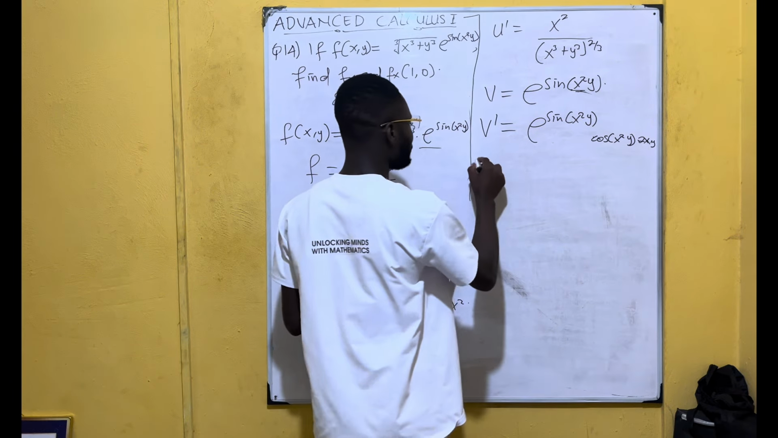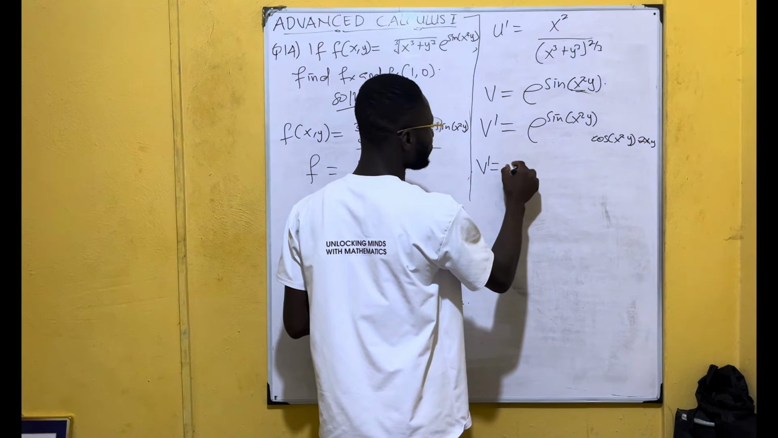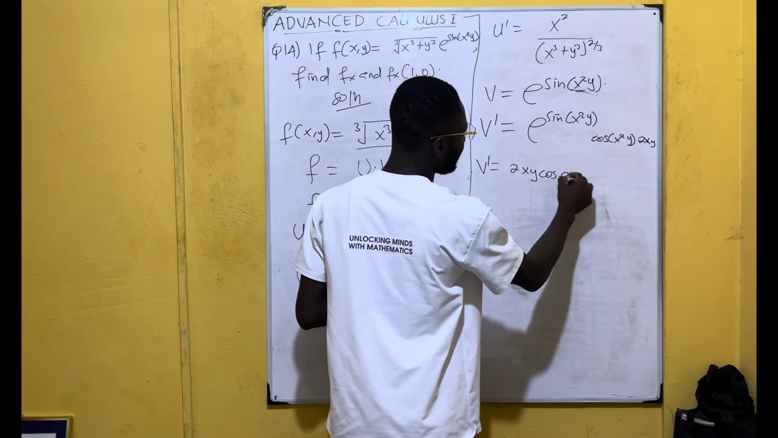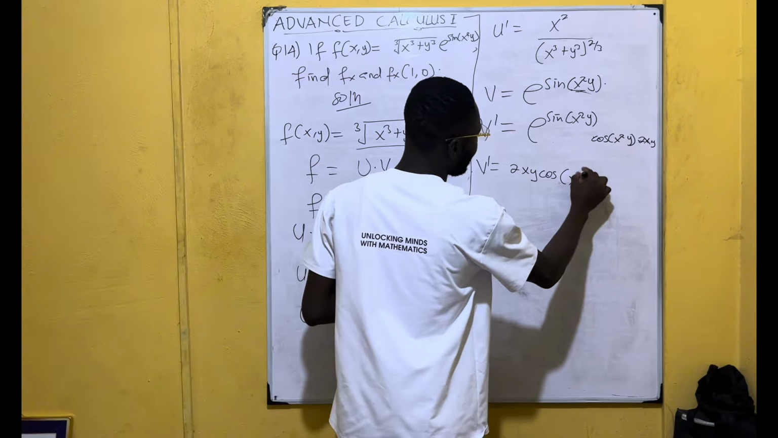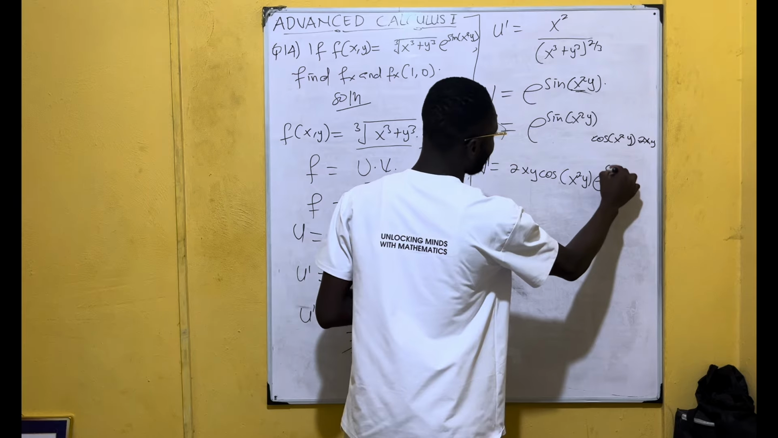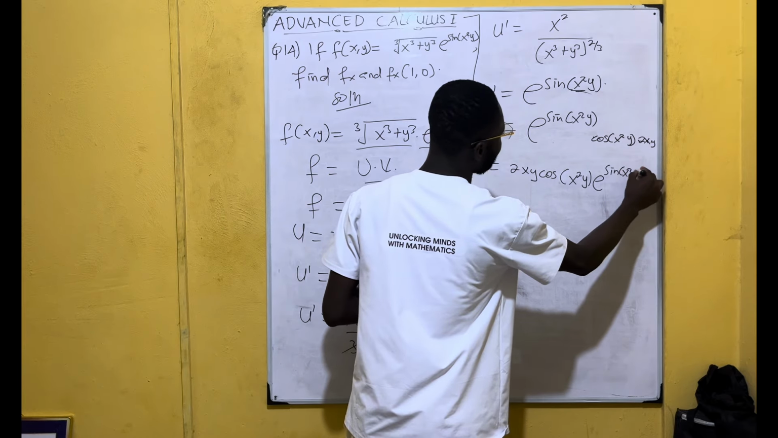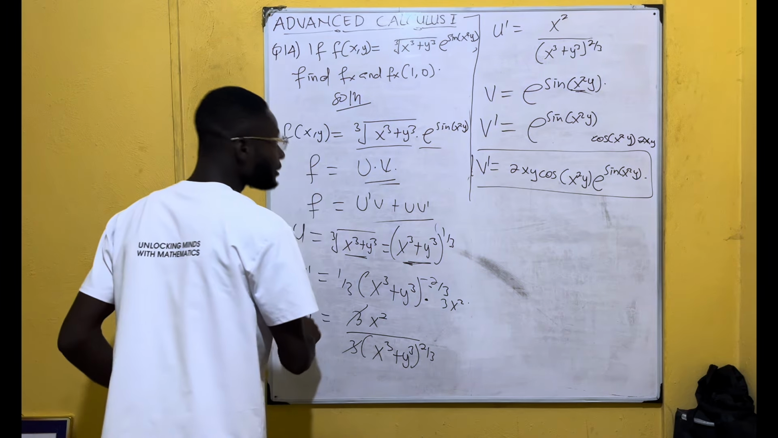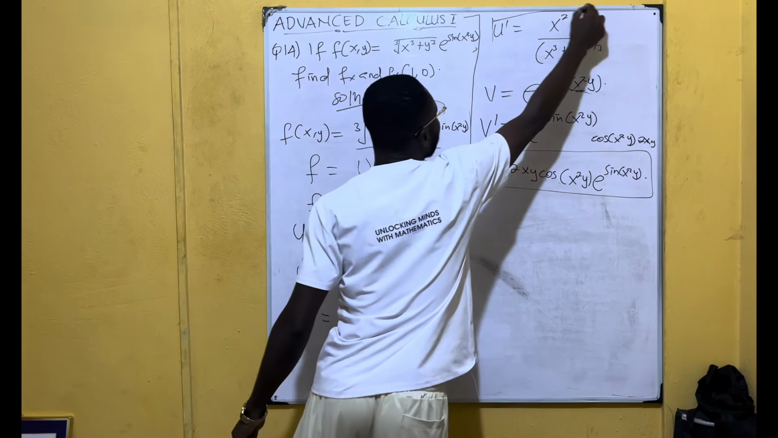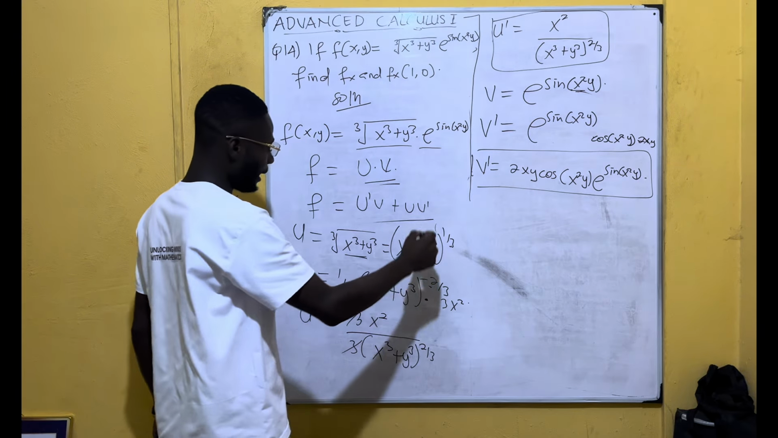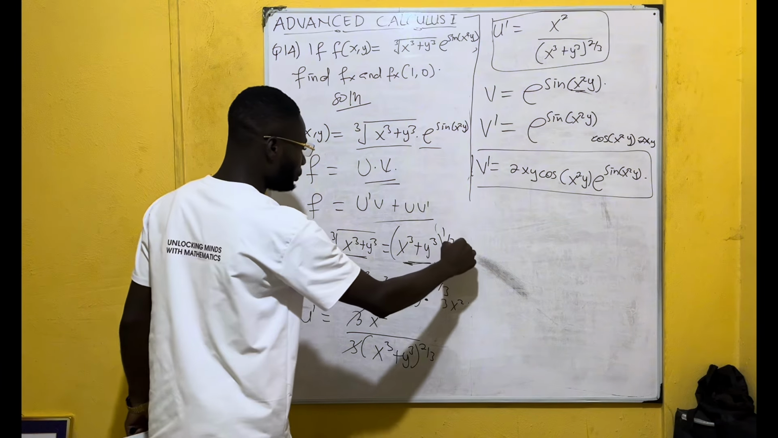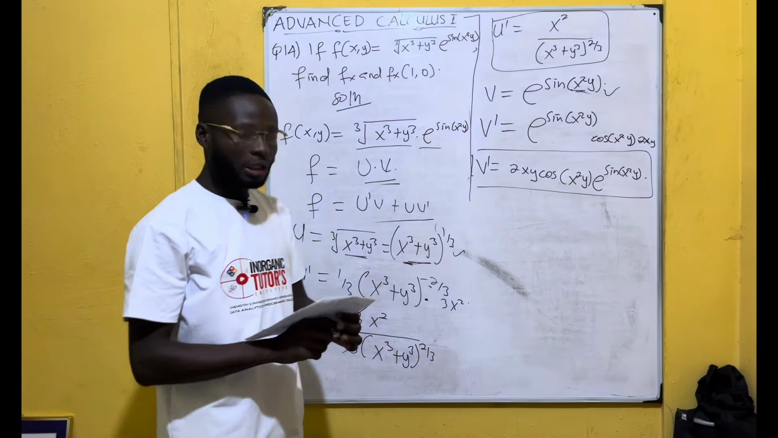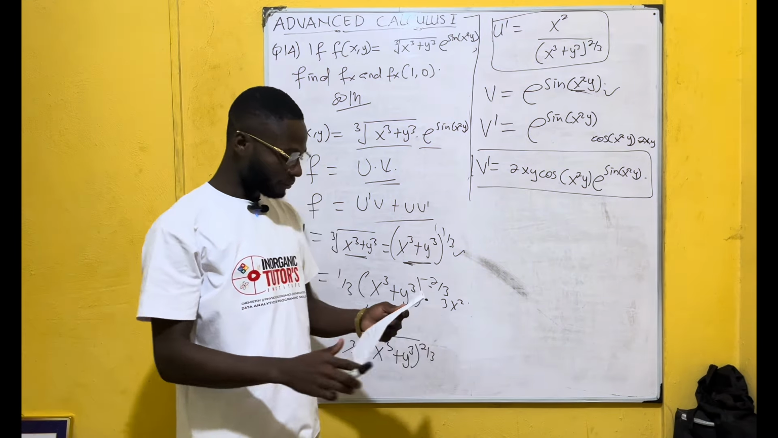So in all, we have v prime equal to 2xy cos(x squared y) e to the power sine(x squared y). Okay, so this is our v prime, and this is our u prime. And we have our u and we have our v. So applying the product rule here will be very, very easy for us.